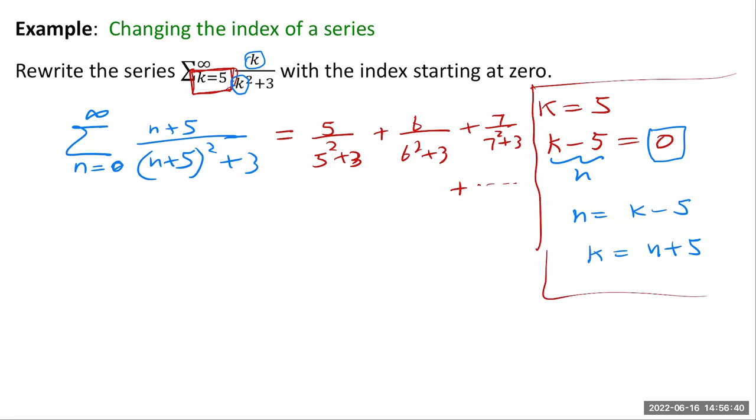I'll put dot, dot, dot here, okay? And if you plug in this index, if you compute this series with the starting index k equal to 5, you should be able to see that you are going to get the same series as this, okay? All right, that completes that example. Let's move on.